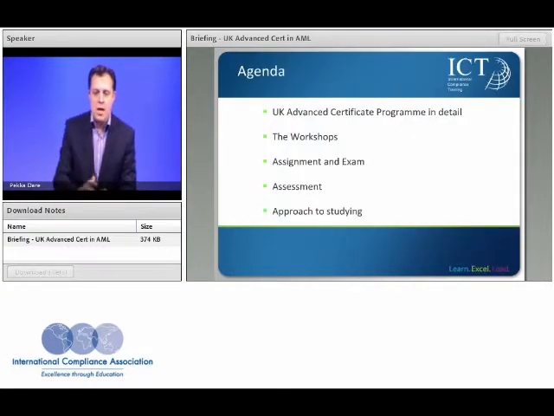So in terms of today, what we're going to do is talk you through the course content, so the syllabus, and also have a look at the journey you will take through the qualification in terms of the workshops, the assessment as a whole in terms of the assignments and the exam, and just the general approach you should take to the study.